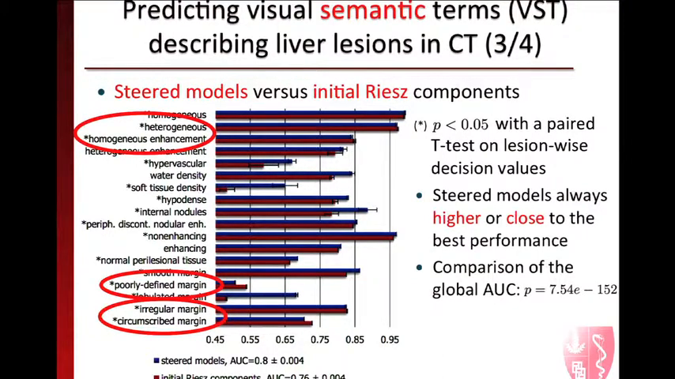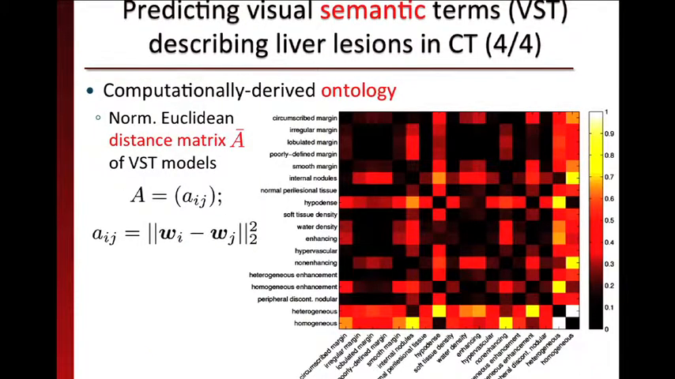Then we wanted to use these models to really assess how close two visual semantic terms are together. So let's say, how close is homogeneous to heterogeneous, for instance? Because if we can do that, we can build a computationally derived ontology, so really relationships between the terms. So to do this, we built the normalized Euclidean distance matrix of all the models.